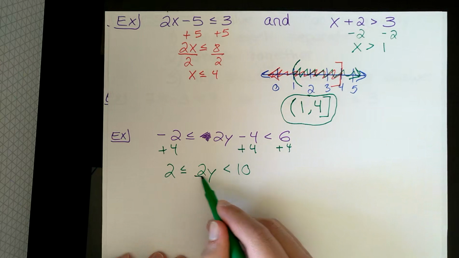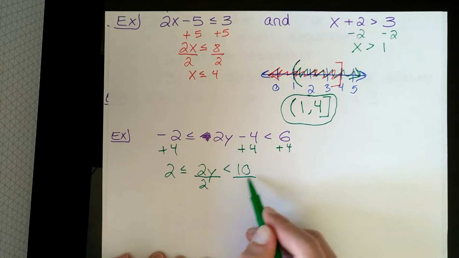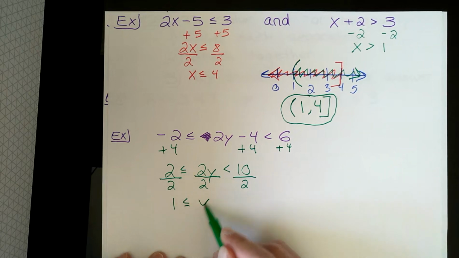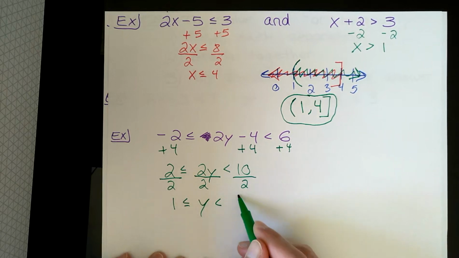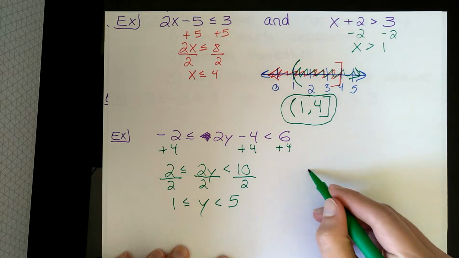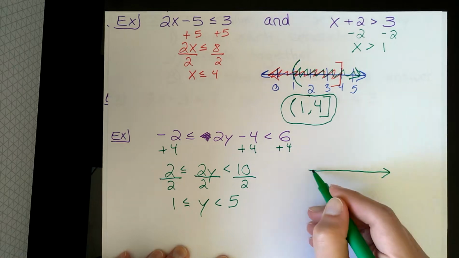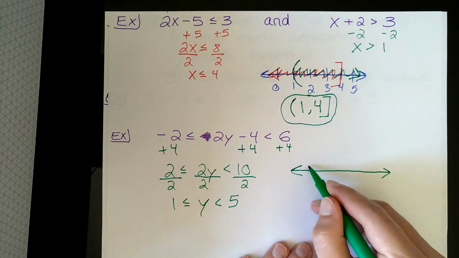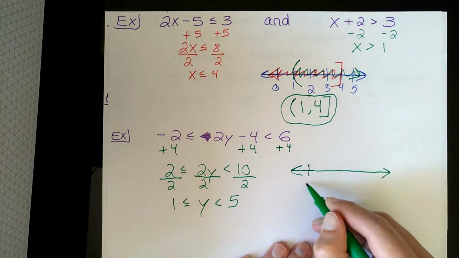And now from here, we'll divide each side by 2 to get 1 is less than or equal to y, which is less than 5. The nice thing about these types of inequalities is the answer is already set up for us. If we were to graph this, we don't have to do two separate graphs. It's just one graph. We need every number around 1 and 5.